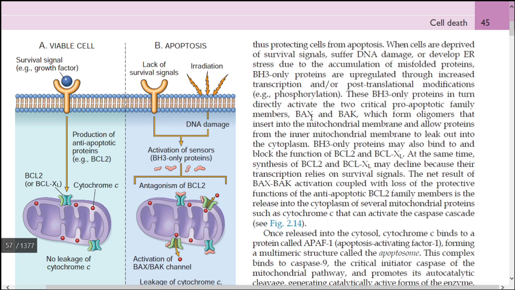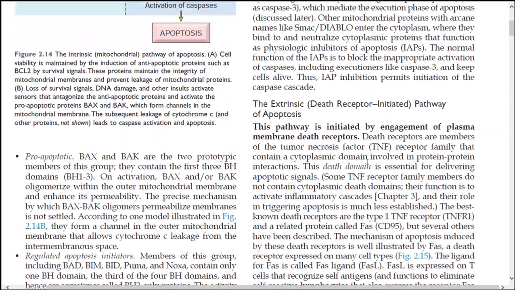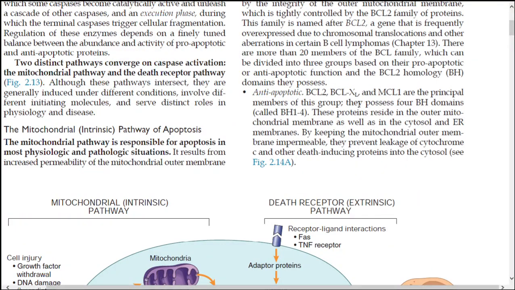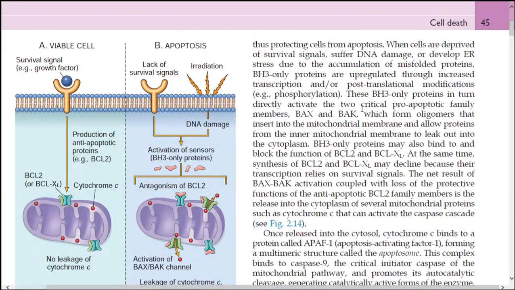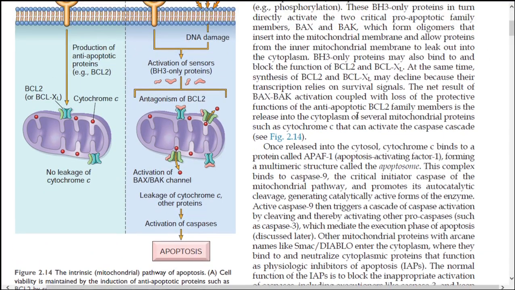So BAX and BAK, what will they do? They will allow the proteins from the inner mitochondrial membrane to leak out into the cytoplasm. BH3 proteins will also bind to and block the function of BCL2 and BCL-XL. So what are BCL2 and BCL-XL? These are anti-apoptotic proteins. So it will block their function, and at the same time the synthesis of BCL2 and BCL-XL may decline.